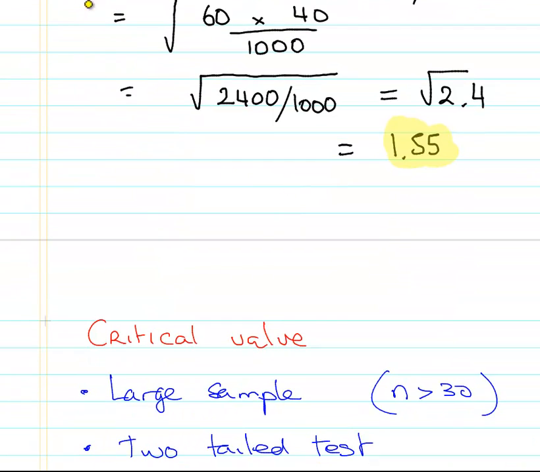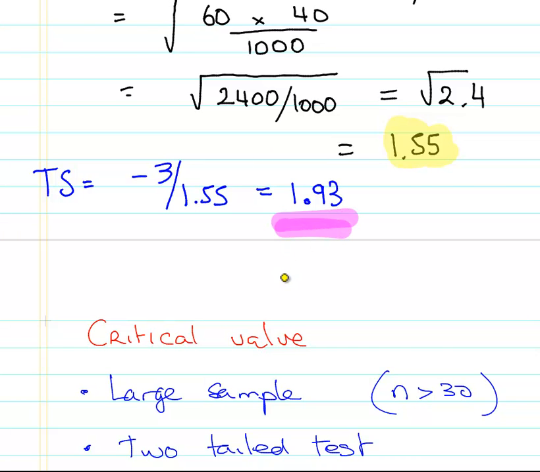The last bit is to calculate the test statistic. The test statistic is 57 minus 60, which is minus 3, all over 1.55. I make that to be 1.93. So that is my test statistic there, 1.93. Okay, so that part is done. Now you can almost see I'm setting up for the next part here, which is the critical value.